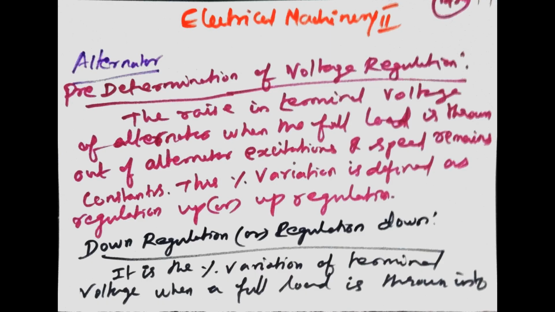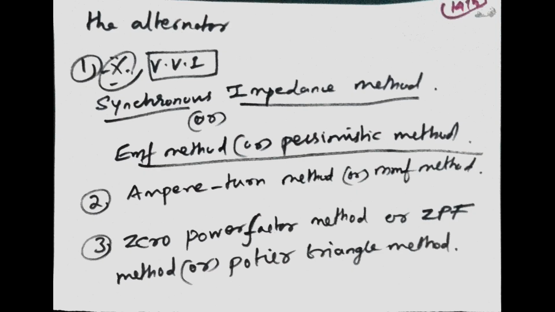Predetermination of voltage regulation. The rise in terminal voltage of the alternator when the full load is thrown off the alternator, with excitation and speed remaining constant. This percentage variation is defined as regulation up or regulation down. It is the percentage variation of terminal voltage when a full load is thrown off the alternator. Percentage regulation is (E0 minus V) divided by V, into 100.